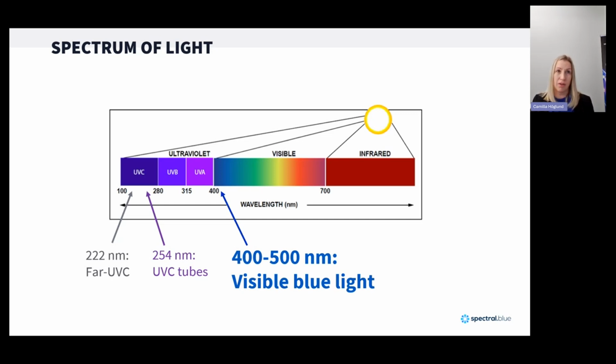And for those of you who have been using the UVC tubes, you would know that the tubes actually look blue to you. And that is correct, because the UVC tubes, although they have an emission maximum of 254 nanometers, also contain some blue wavelengths, and that's why the UVC tubes look blue to the human eye. But UVC light in itself is not visible to the human eye. And the blue light that we are using does not contain any UV light.